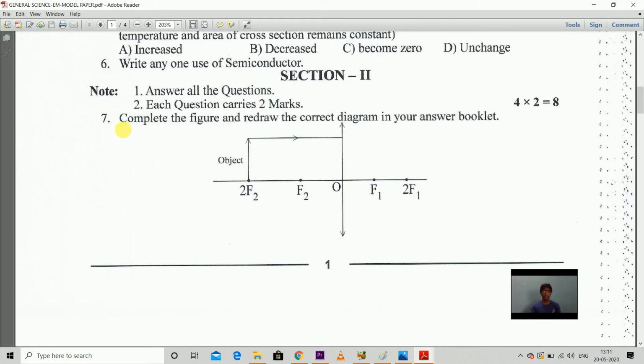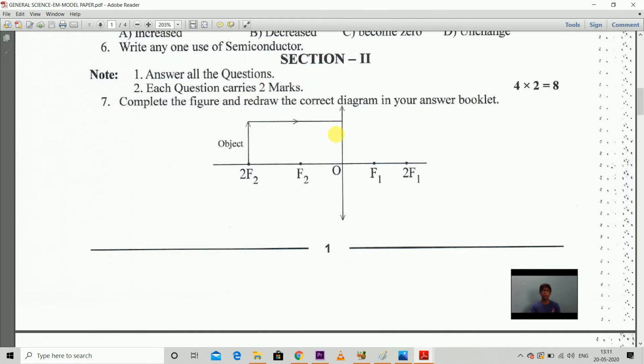Next, in the second section, a total of 6 questions are completed. In the second section, you can observe the diagram. A half diagram is given, and you have to complete the diagram. This was also given in the previous exam, and this is a very important question also, because we are repeatedly getting this type of question.